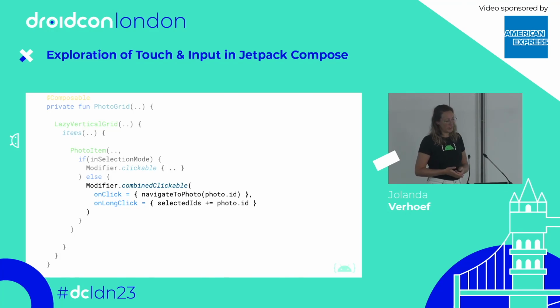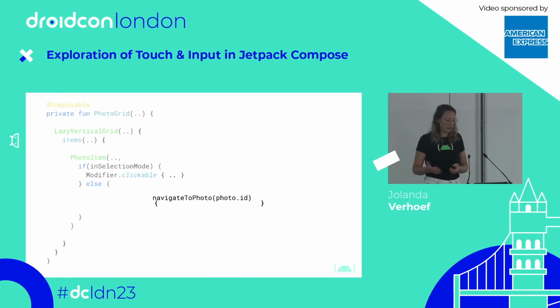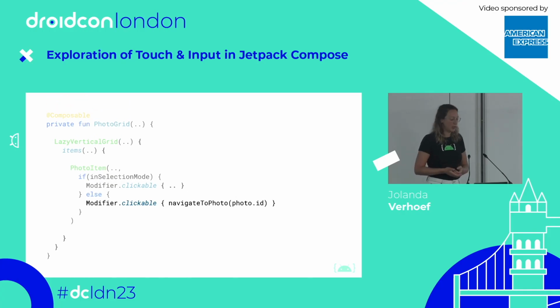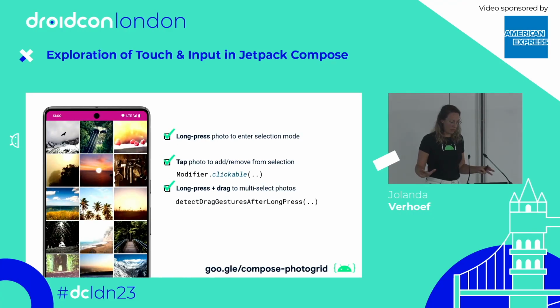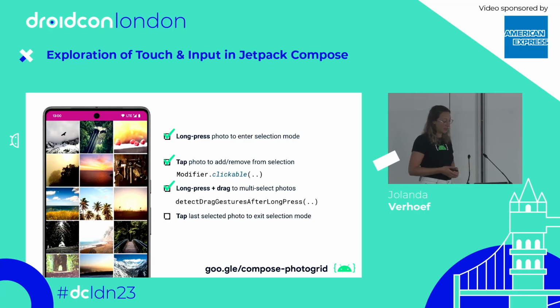But actually we don't really need this long click listener anymore. The long press and drag listener of the grid was already adding the photo to the selection after a long press. So we can just change this combined clickable next to the original clickable modifier. And now it works, cool. We can successfully long press, we can tap to add or remove, and we can drag to add or remove multiple photos.